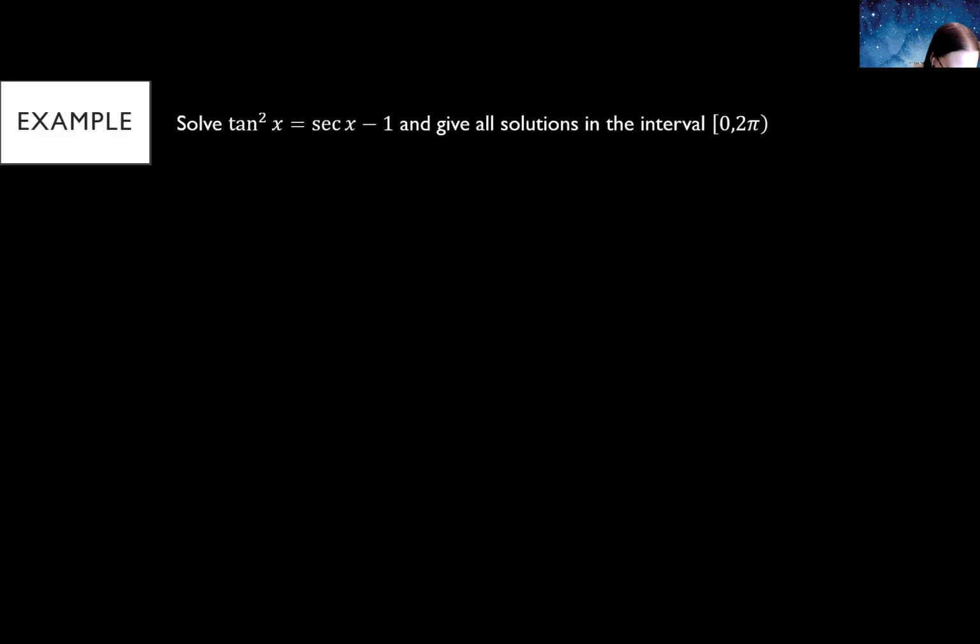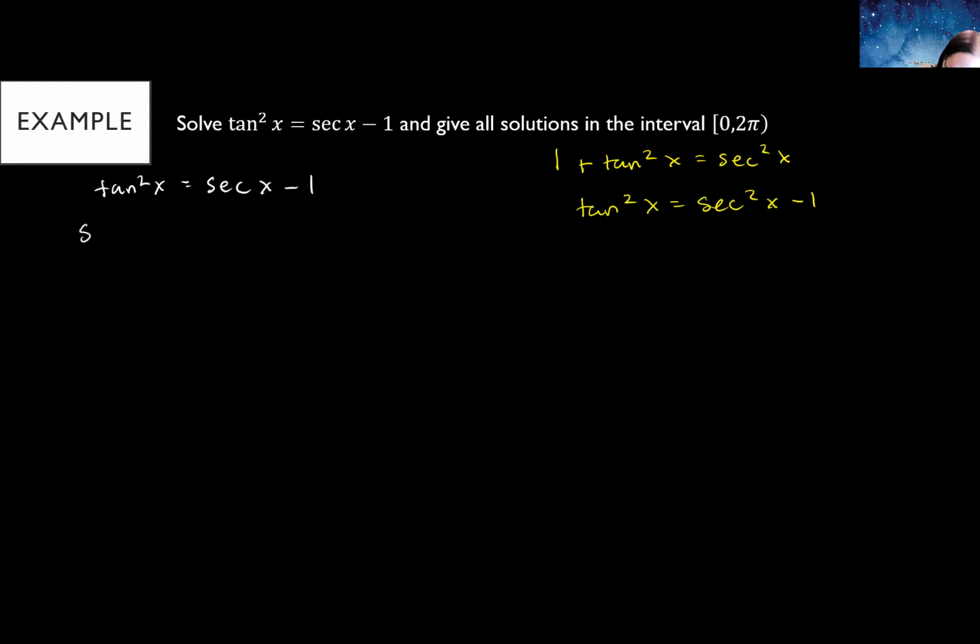So our trig identity that we're using here is 1 plus tangent squared of x equals secant squared of x. Or if you're solving for tangent squared, that's secant squared x minus 1. So we have tangent squared x equals secant x minus 1. And instead of writing tangent squared, I'm going to replace that with secant squared x minus 1, and then equals secant of x minus 1.